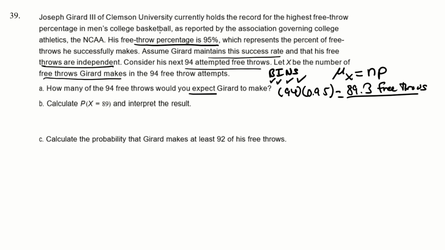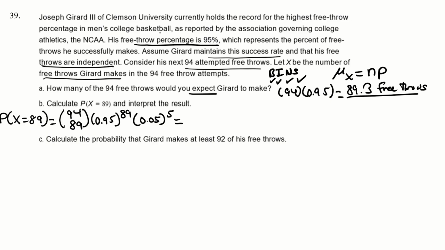Okay, so let's do that here. Probability x is equal to 89. Again, let's practice using the formula, but then we can use the binomial function. So we have 94 throws, choose 89, times the probability of success, 0.95, raised to the x power, 89, times 1 minus that. 1 minus that is 0.05, raised to the 94 minus 89 power, which is 5. Okay, if we have 89 successes, that means we have to have 5 failures if there's 94 throws total.